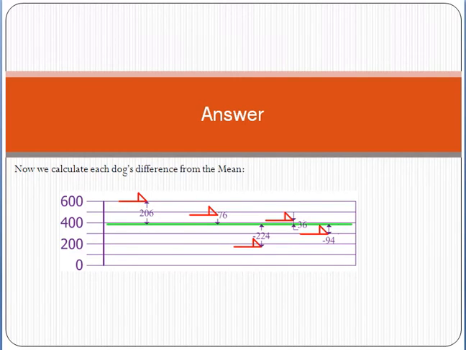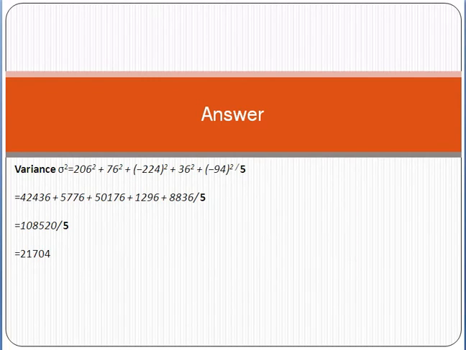Once we get all these 5 values, we square them, sum them up, and divide by 5, and we get 21704. Are you getting my point? How are we getting the variance? First we get the mean value, then we see how far the values are from the mean, like 206, 76, and then we sum up all these squared values and divide by 5. So we get the variance as 21704.